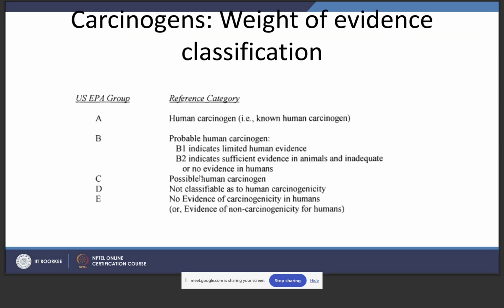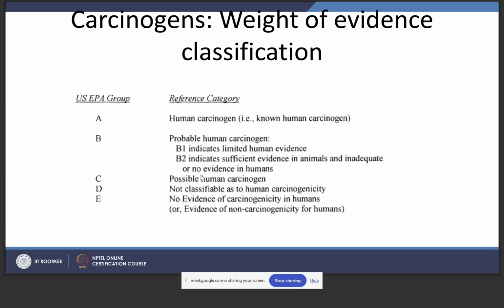As per US EPA, it has classified various pollutants into various groups. Group A is the human carcinogen. These are the pollutants for which there is evidence of carcinogenic effect on humans.